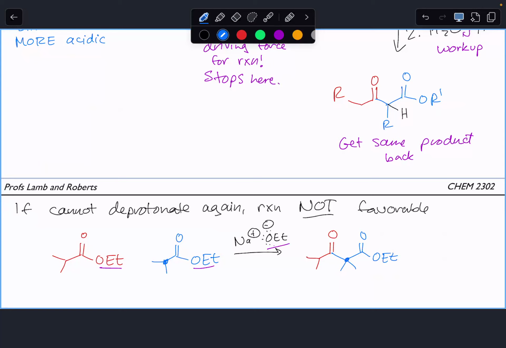Okay, so that would put 2 methyl groups here. So if we have 2 methyl groups here, right, that means that there are no alpha protons to deprotonate again. Therefore, we do not have a driving force for this reaction. So this does not go. It will be no reaction because it will favor the reverse direction.